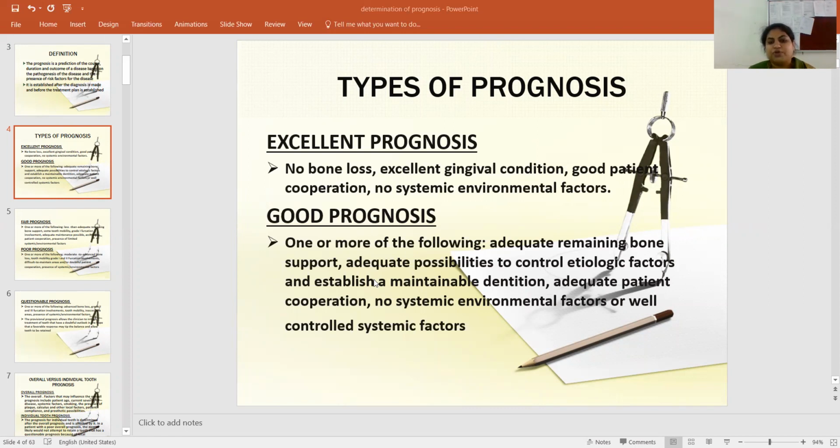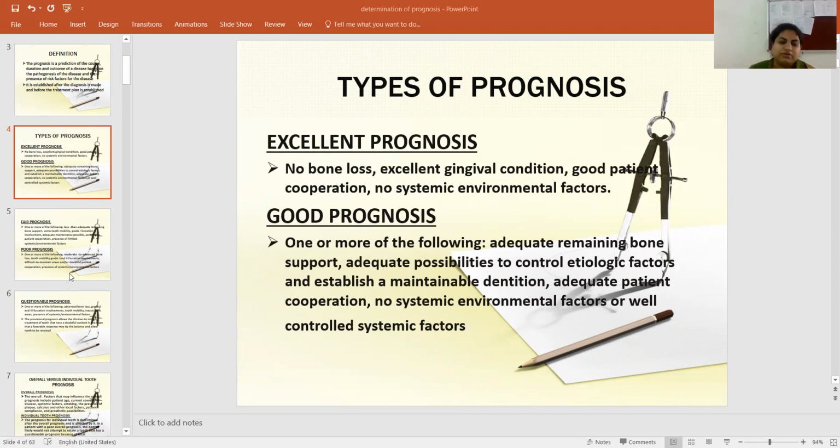So, what do you understand by good prognosis? The remaining bone support means the patient has minimal bone loss, and even 2 to 3 millimeters of bone loss sometimes leaves enough attachment to support a tooth. So there should be no mobility. Adequate remaining bone support means no mobility in spite of bone loss. And if there are etiological factors, like malocclusion, you can correct the malocclusion. If there are overhanging restorations, you will control the overhanging restorations. So these are controlled etiological factors.